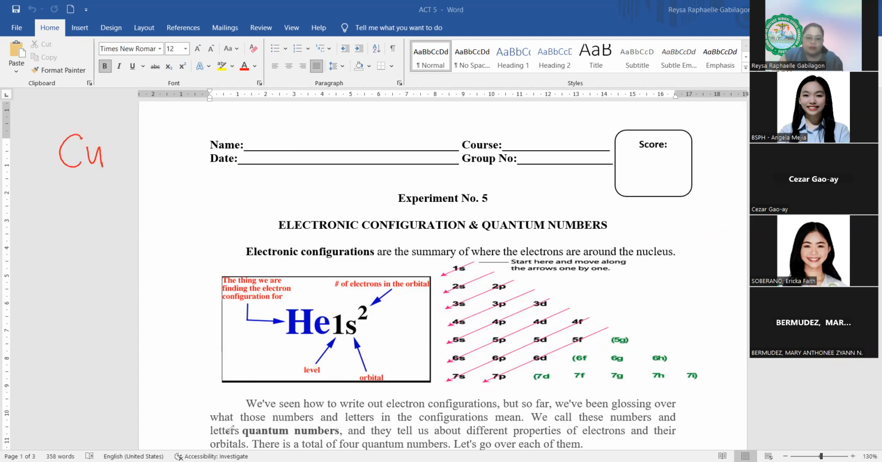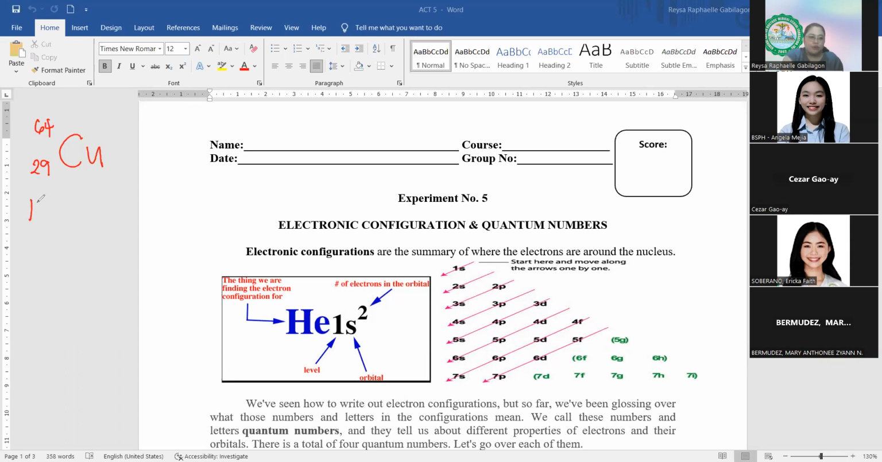Copper. What was that again? Oh, I forgot. Copper is 2964. So again, 64 ang atomic mass. Itong sa ilalim is the atomic number. You use the atomic number for electron configuration.